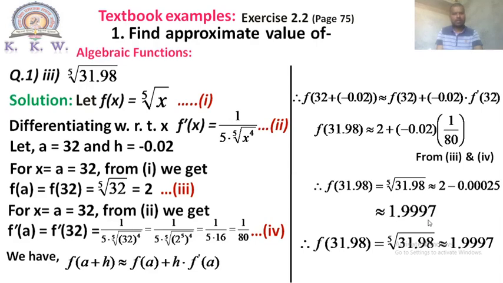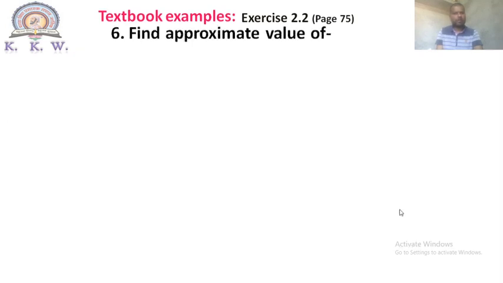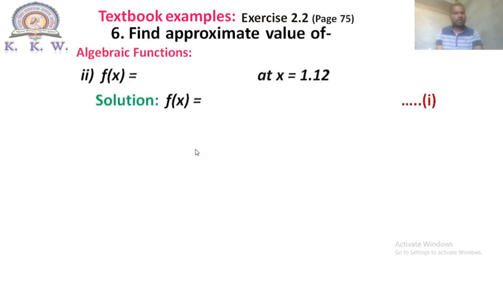Next example is: find the approximate value of the function f of x is equal to x cube plus 5x square minus 7x plus 10 at x is equal to 1.12. I have to find the approximate value of this function at x is equal to 1.12.